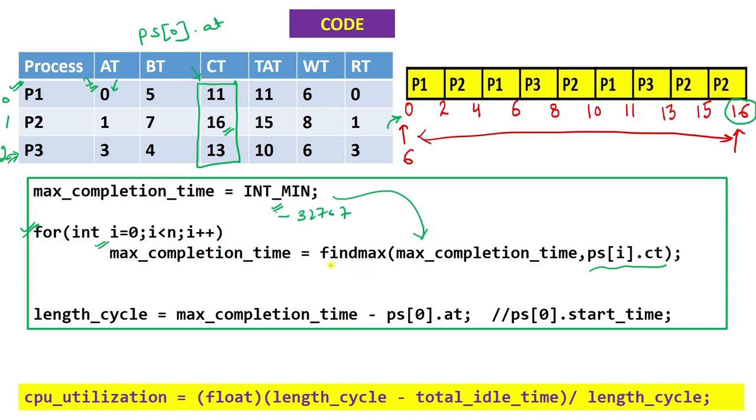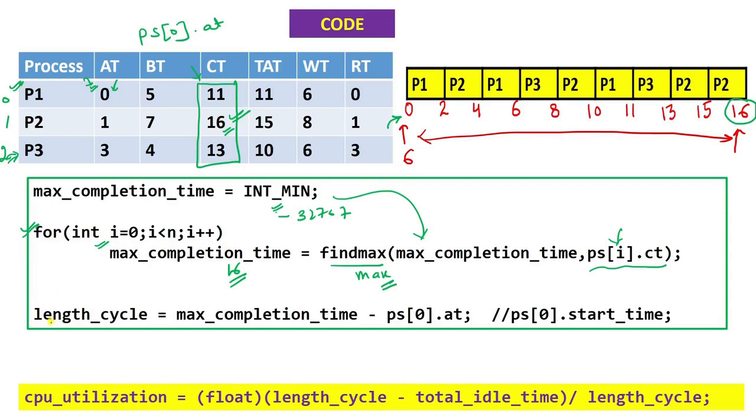And this find max is a function which compares what is the maximum between the max completion time and the current completion time value. In C++ you can just use the max function, which is already defined. You can use the max function, and it will compute the maximum value between these two values. In this way, finally we will get this 16 inside the max completion time.